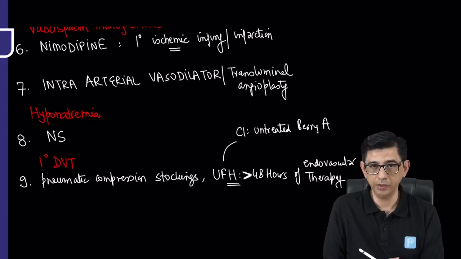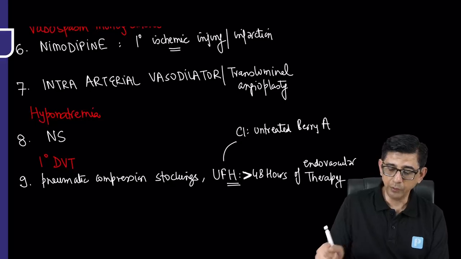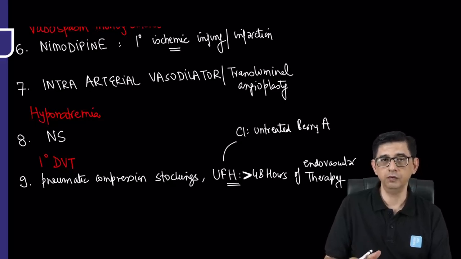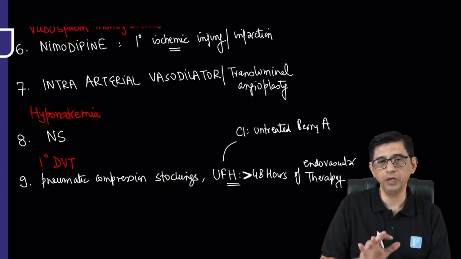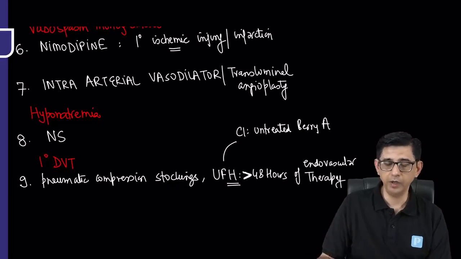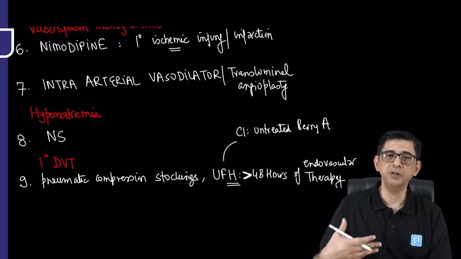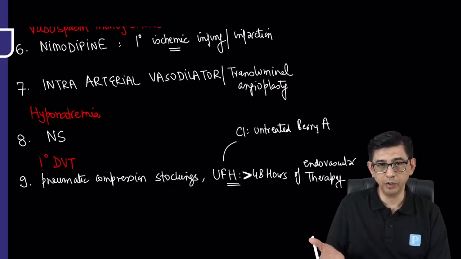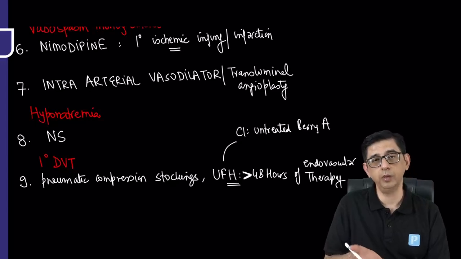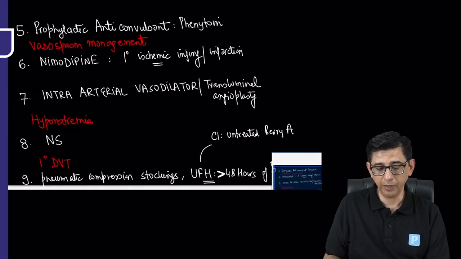What I'm trying to say is that heparin per se is not going to be given if there is active bleeding going on at this moment. If it's an untreated berry aneurysm, I'll not give it. But once I fix the problem, no problem, because I have to prevent even the pulmonary embolism component that can be developing in this case.